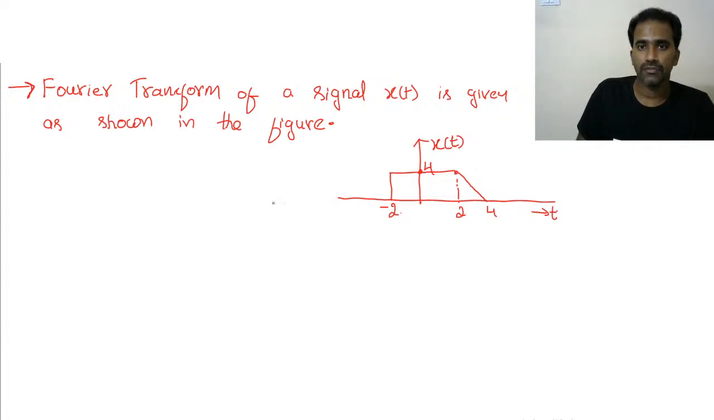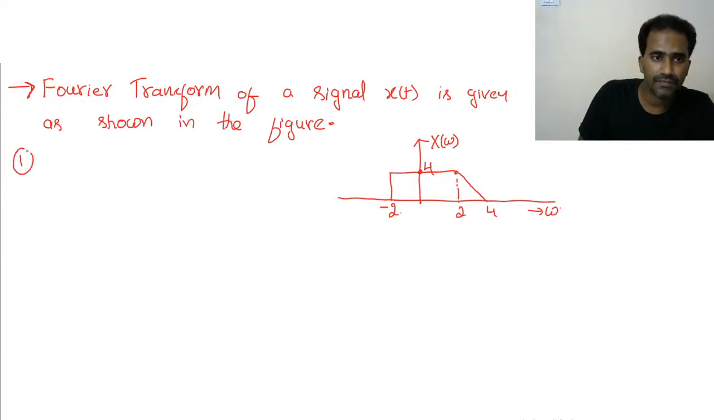Right. The Fourier transform of a signal x of t is given. So I have given you the Fourier transform, right? Yeah. Right. So this is the given data. Now let me ask you the questions. Find x of t at t equal to 0.